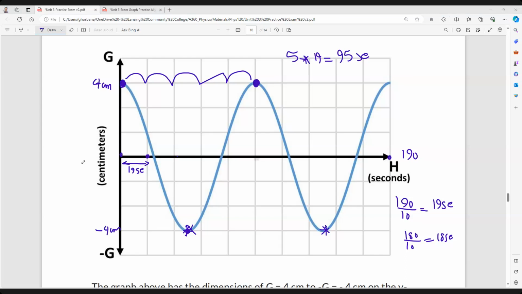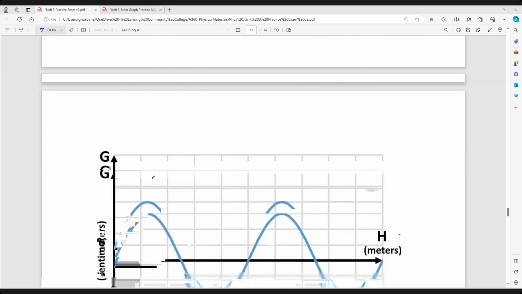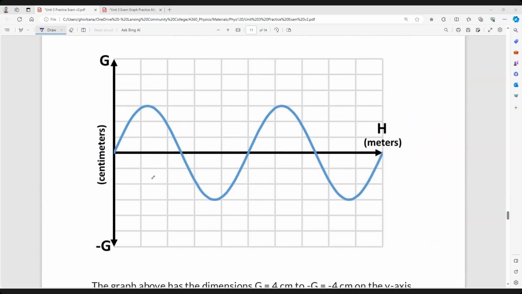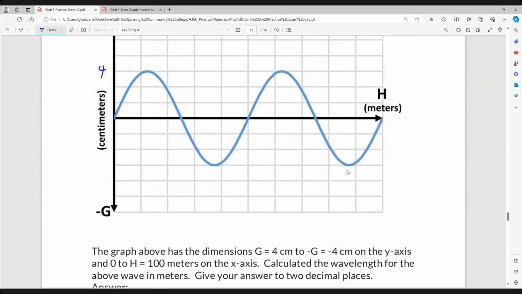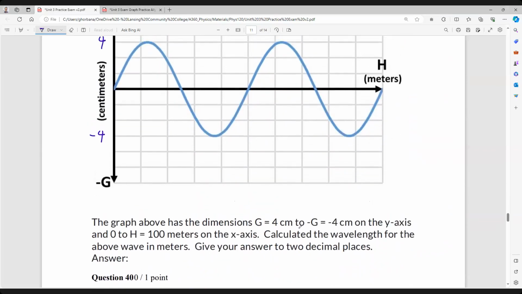So, what is the next one? Now we have this one. It is the displacement over the distance. This can help us to calculate the wavelength. The graph has the dimension of again 4, here is 4, again here is -4. And from 0 to here is 100. From here to here is 100 meters.